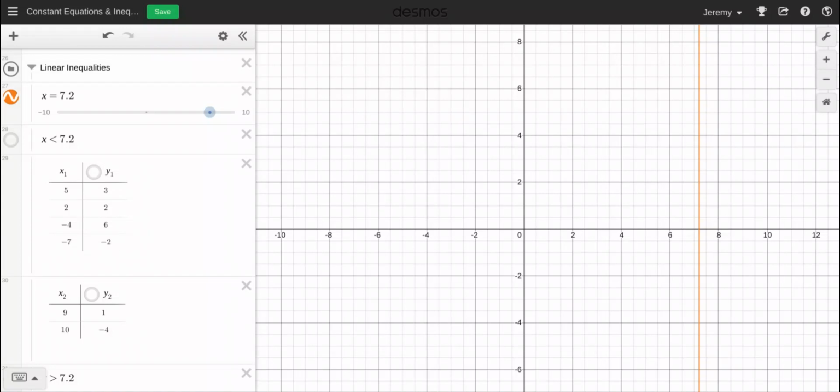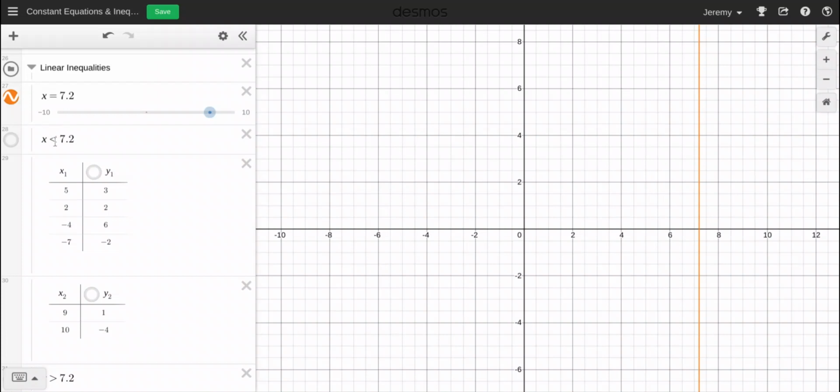Hello. In this video, I'm going to talk about linear inequalities and compound inequalities and their graphs in two-space. In a previous video, I explained the graphs of constant equations like x equals 7.2, which is this vertical line right here that goes through (7.2, 1), (7.2, 2), etc. Now I'm going to look at the graph of x is less than 7.2.